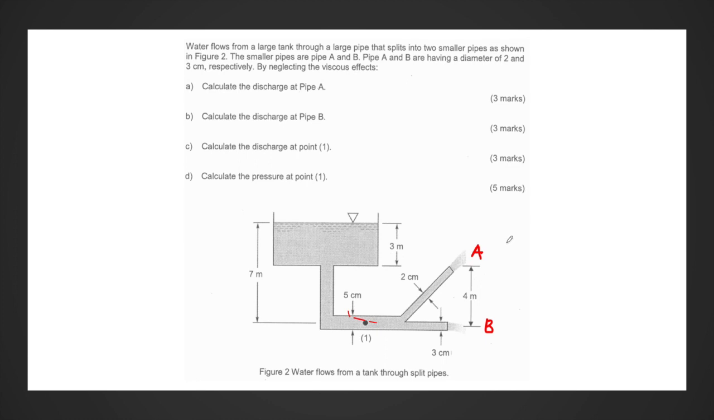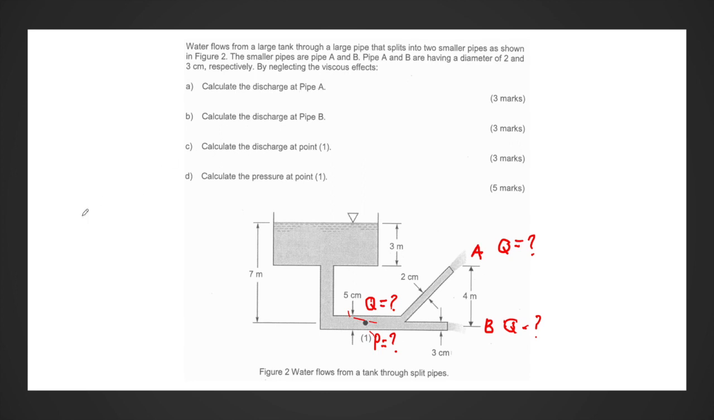find A, calculate the discharge at pipe A. So we have to find what is Q at pipe A. Second, calculate the discharge at pipe B. And then C, calculate the discharge at point 1. And the last question is, calculate the pressure at point 1. Another question based on point number 1 is, what is the pressure at this point? Okay, point number 1. So how to solve this problem?